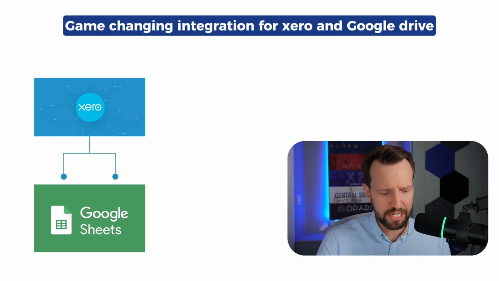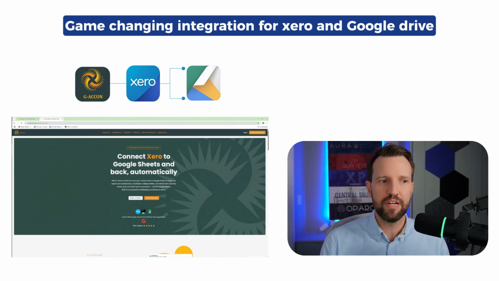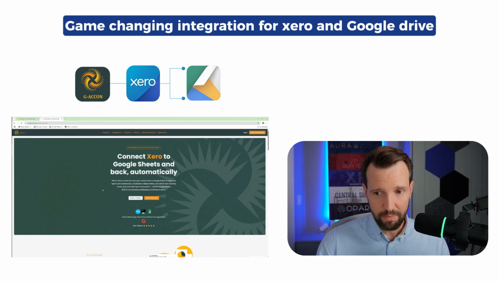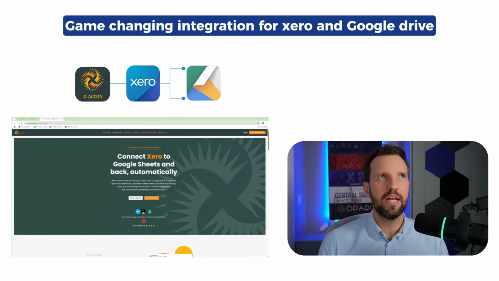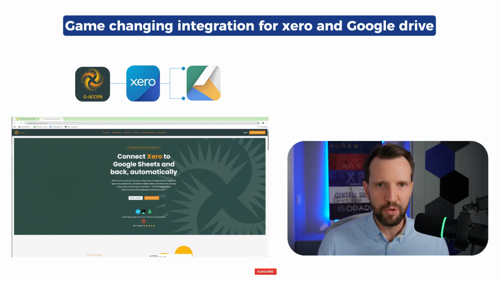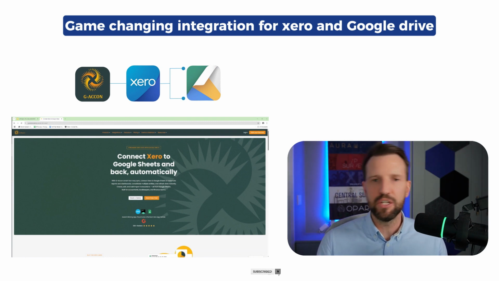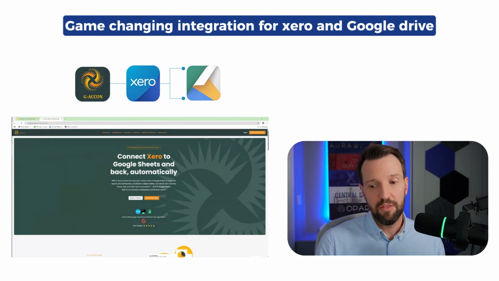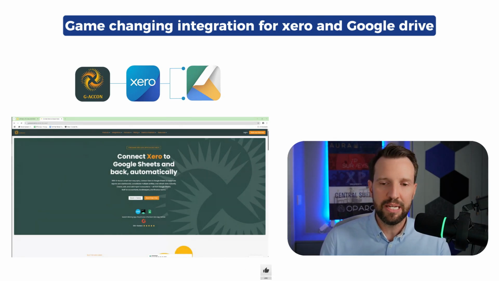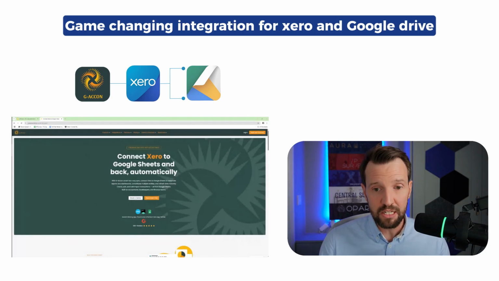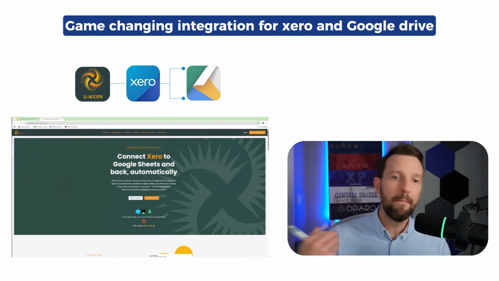So the integration is called G-Accon, and as it says on the screen, it connects Xero to Google Sheets and back automatically, seamlessly. It's all well and good a piece of software integrating with Xero. It's kind of one-way communication. It downloads information from Xero. You can create reports from it. That's great. But the next level, the game-changing piece of thing that this software does is talk back to it. So I can amend something within my Google Sheets and those figures will be passed back to Xero.